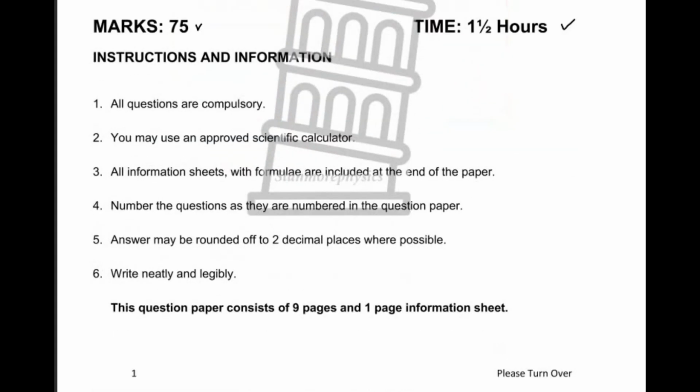It's always important to look at the instructions. For an example, check the number of pages. You are told the question paper consists of 9 pages and 1 page information sheet. Double check to make sure that everything is there. Another thing is to make sure that you round off your final answers, especially to 2 decimal places.